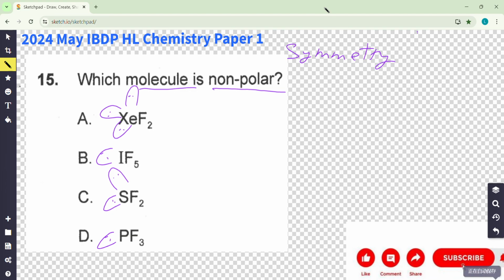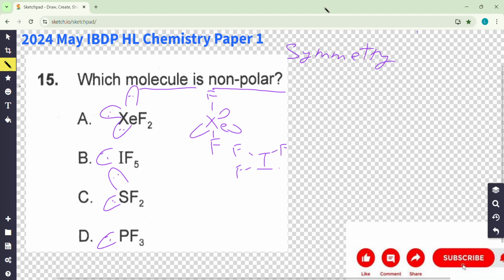After that, think about what their structures are. For XeF2, I remember Xe is inside, F is top and bottom, right? So the other three lone pairs are here. For IF5, I is in the center, so five F bond together with it. 1, 2, 3, 4, 5, 6, and the lone pair is here. Okay. So SF2 is V shape, V shape. PF3 is tetrahedral, also tetrahedral. Okay.